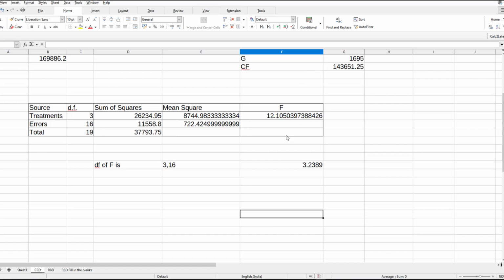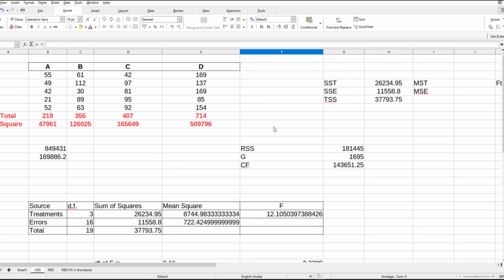Now what is the null hypothesis in this example? Suppose there are 4 different treatments A, B, C, D. Your null hypothesis is that the average effect of these 4 treatments is not significantly different. That means average of A is equal to average of B is equal to average of C is equal to average of D. That is your null hypothesis.